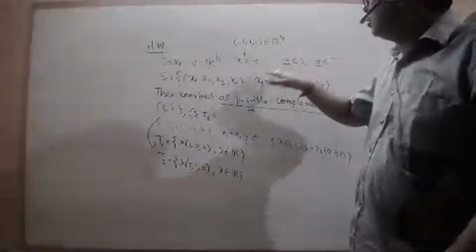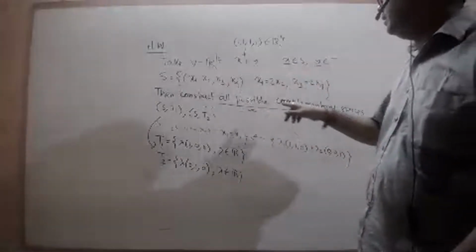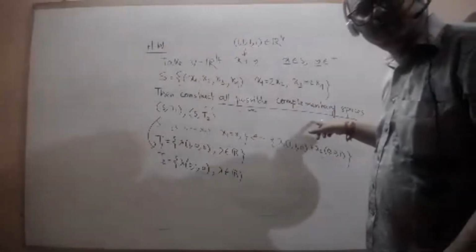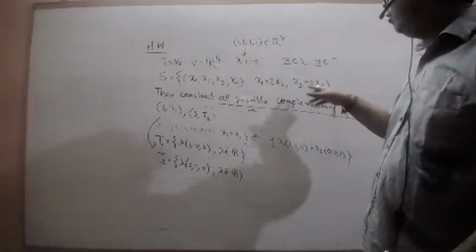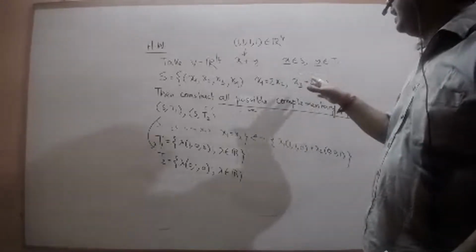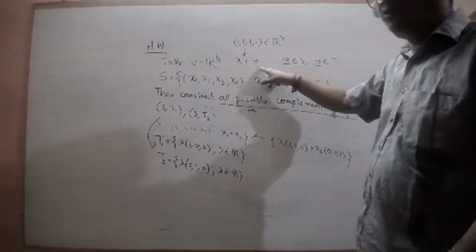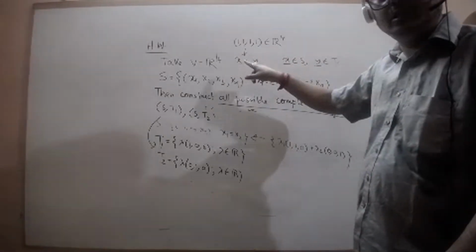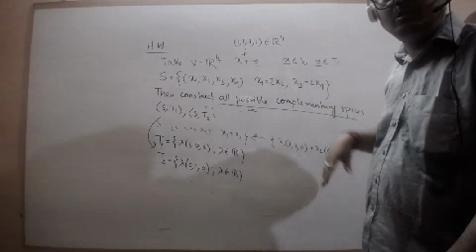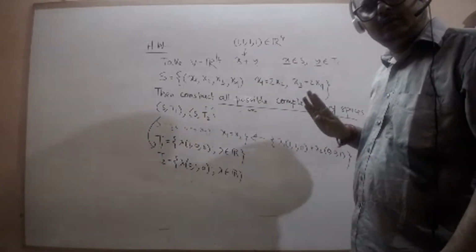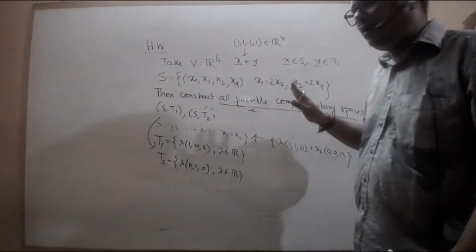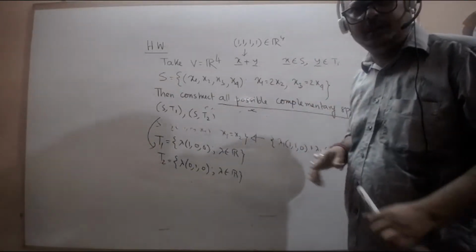So your S is this. First, your job is to construct all possible complementary spaces. Then for each pair S and Ti, you write this vector as a sum of two vectors, where the first vector belongs to S and the other vector belongs to T. So this is your homework. If you have any doubt regarding this homework, please tell me.